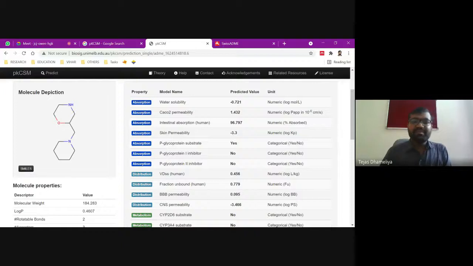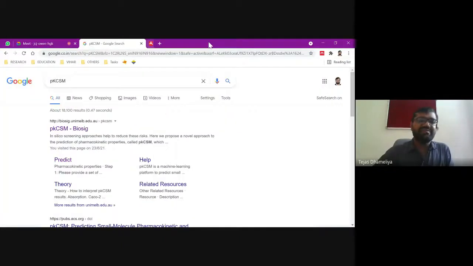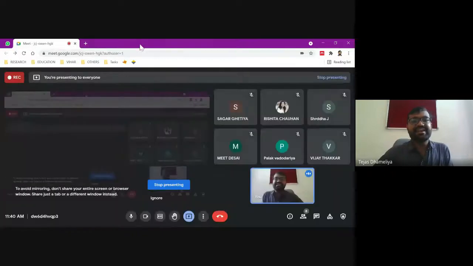The same can be calculated with the help of different software. They have different capacities to calculate all these things. Right? So this is the way you can calculate all such properties and can make use of them.